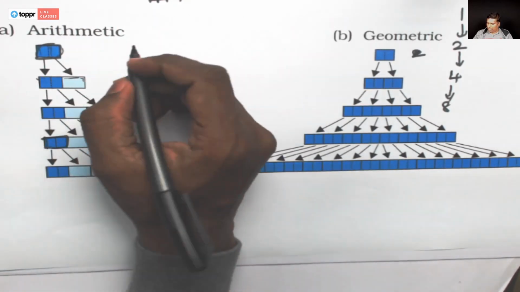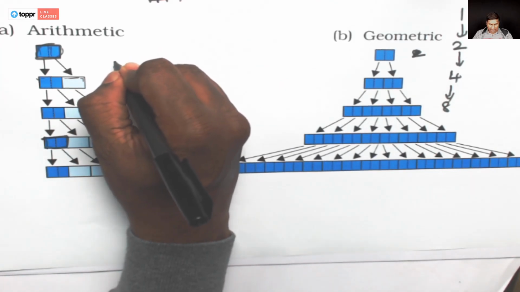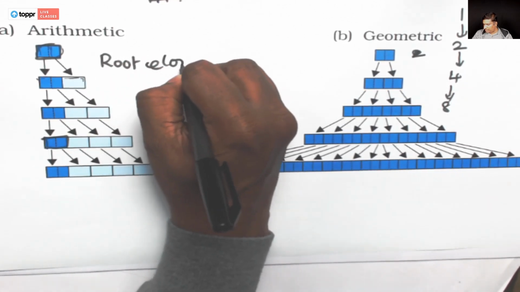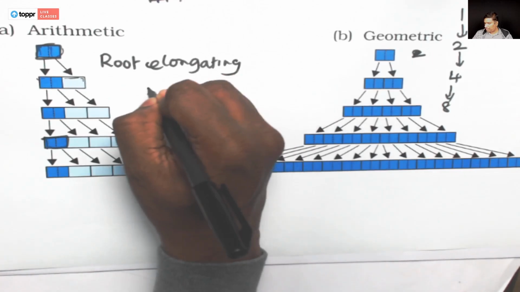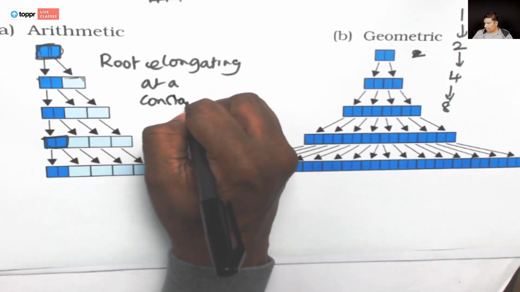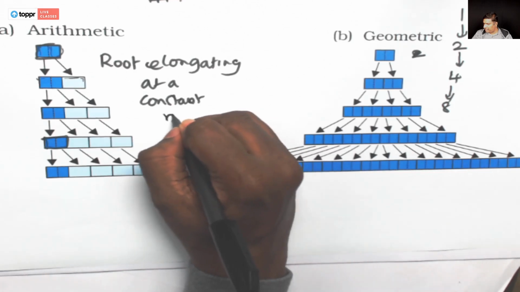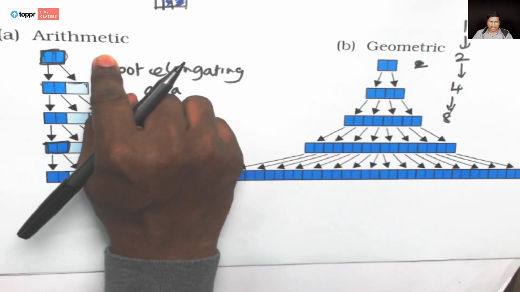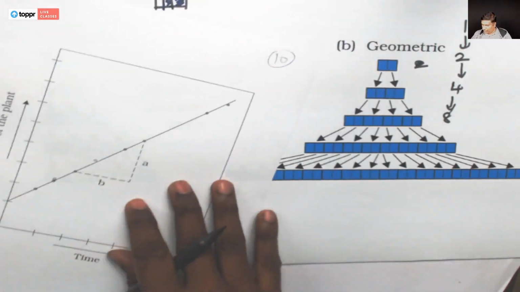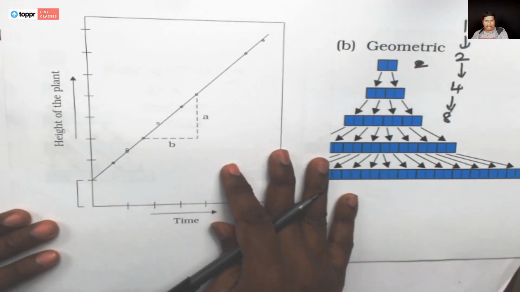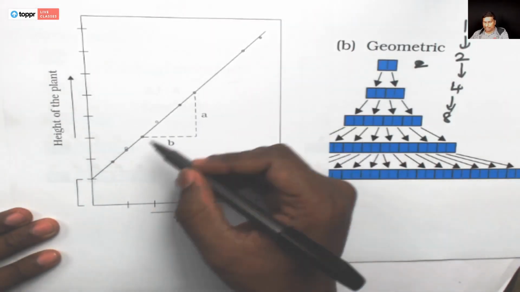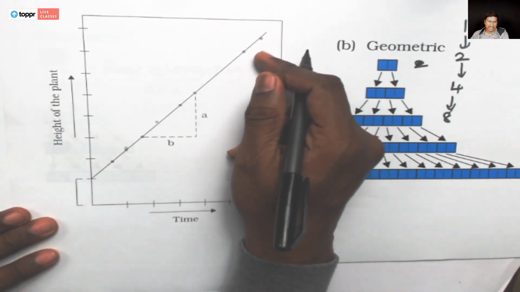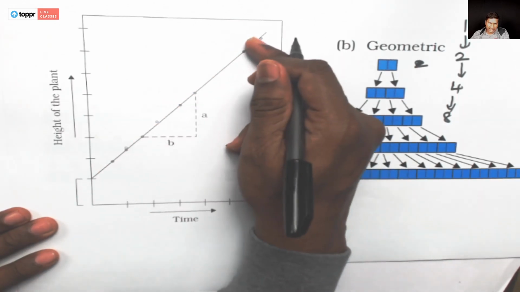The arithmetic model of division can actually be seen in the elongation zone. In a root which is elongating at a constant rate, you will see the arithmetic mode of growth. In an arithmetic mode of growth, you will see a linear increase. With time, the number of cells increases gradually, giving a linear graph.